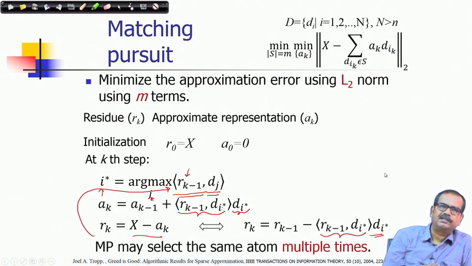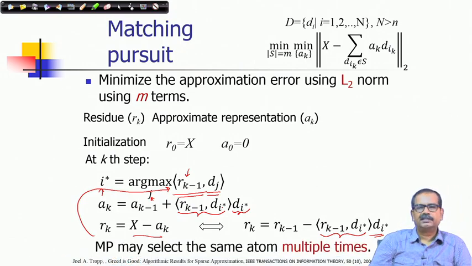Now, the problem with matching pursuit, as you can see in this process, is that it may select the same dictionary element again and again. We have not put any restriction, and we are searching throughout the whole dictionary itself.